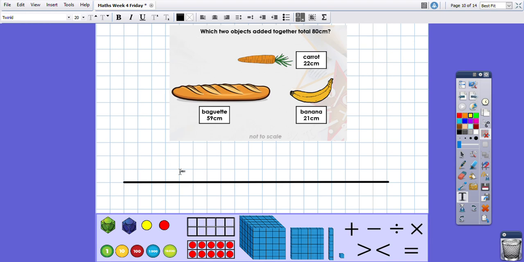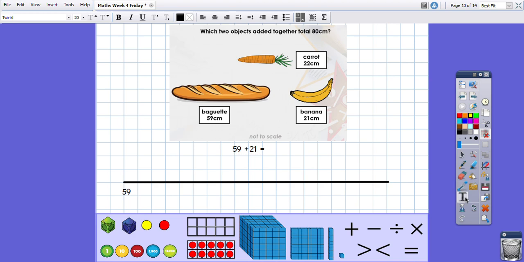Okay, last bit of my modelling. Which two objects added together total 80 centimetres? So this is what we call a trial and error question, and you just have to try the different combinations until you get it right. I'm going to try the baguette and the banana. So the baguette is 59 centimetres. And I need to add the banana because it says added together, so I know I've got to add. So I'm going to do 59, add 21.